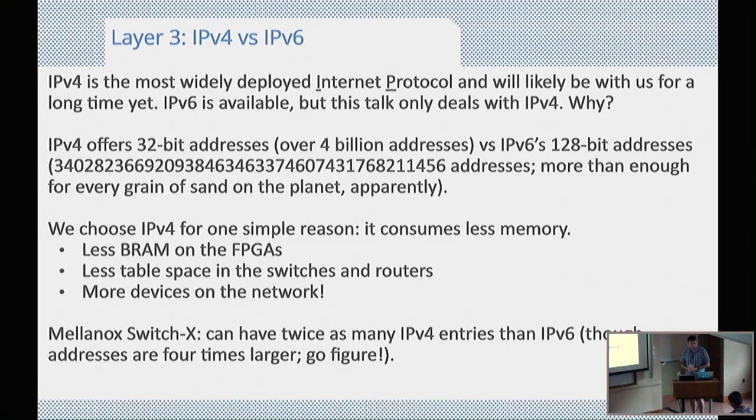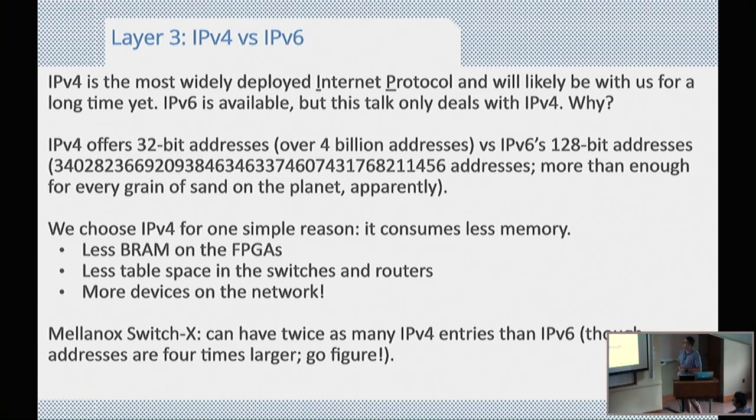So IPv4, version 4 of the Internet Protocol, is the most widely deployed Internet Protocol and will likely be with us for a long time yet. IPv6 is available, but we're only talking about IPv4. Why is that? Well, IPv4 uses 32-bit addresses. You can address over 4 billion things, while IPv6 uses a 128-bit address, which is apparently enough to address every single grain of sand on the planet. I haven't checked, but that's what they tell me.